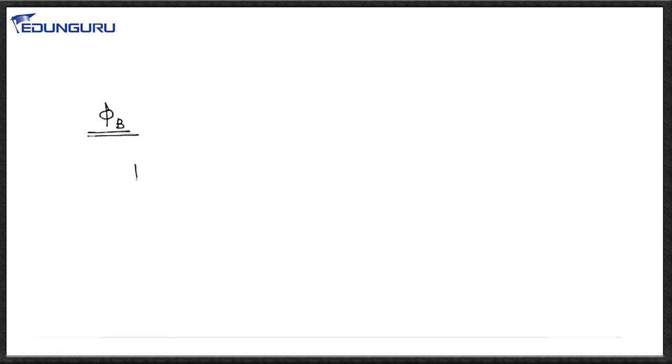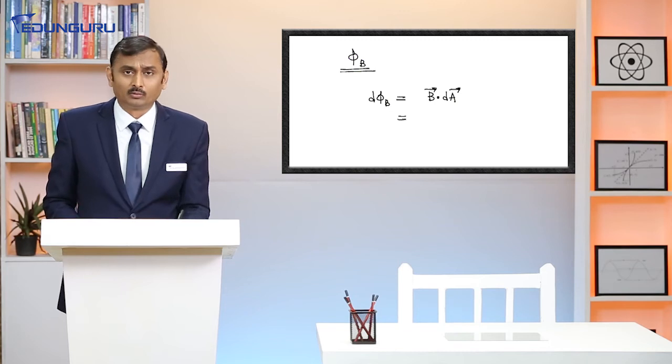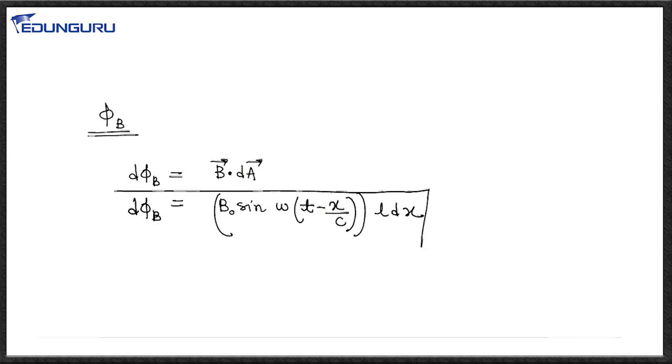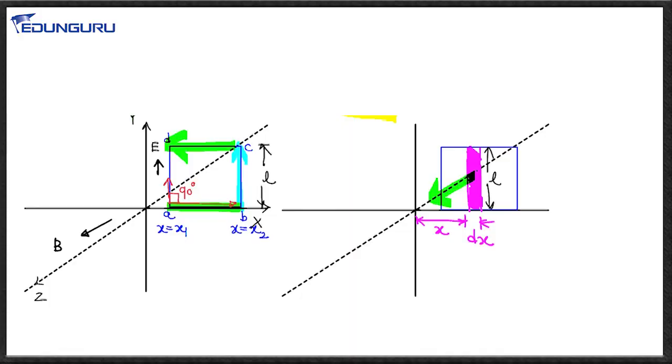Its d phi b is equal to B dot dA. We are assuming the angle between them to be 0 degrees. So, this is B naught sin(ω(t − x/c)) multiplied by dA. This is L dx, right. This is the flux through this small strip which we have chosen as an element, right. Now, we will integrate it in between x1 to x2. X is varying from x1 to x2.